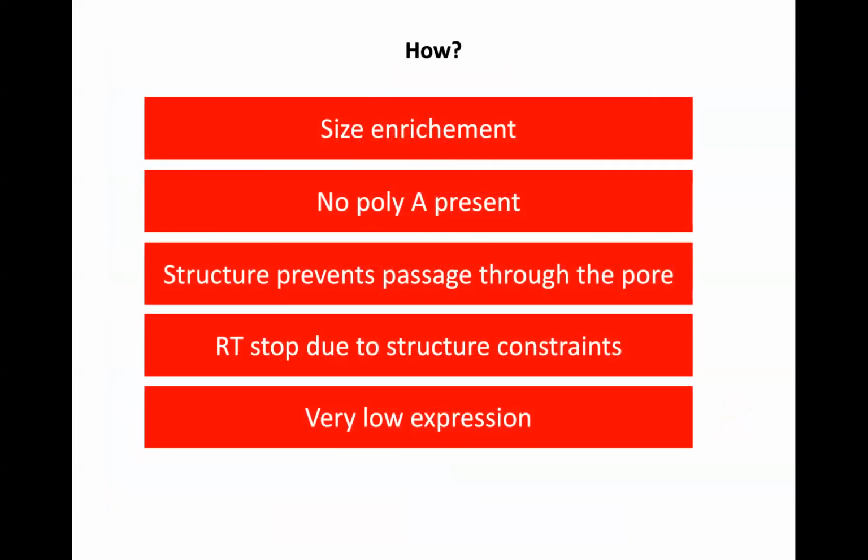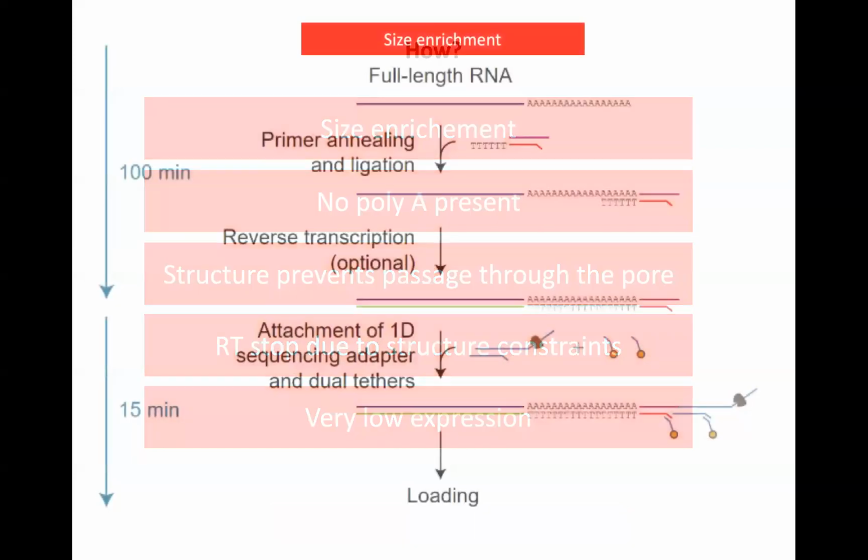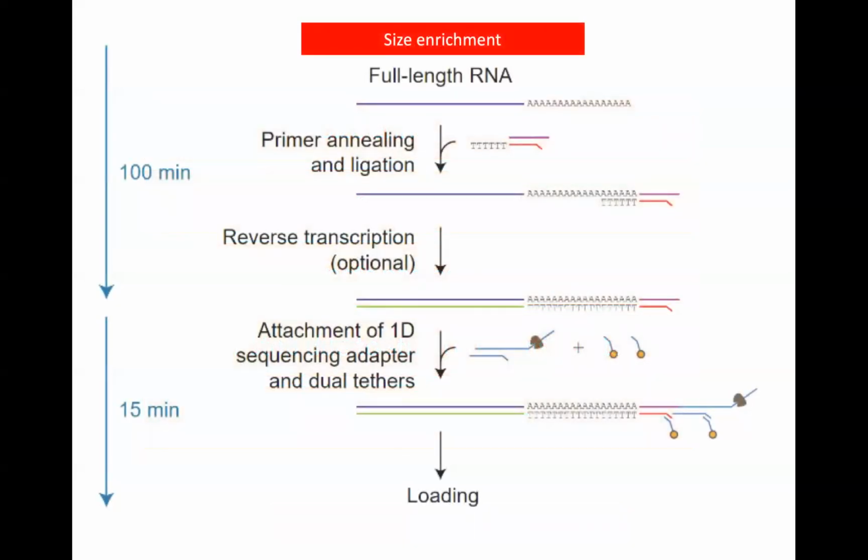So these were the main challenges we have to solve here: size enrichment, poly-A tail non-present, high structures preventing passage through the pore, and RT stops that also generate structural constraints, and very low expression. And here's how we try to solve them.